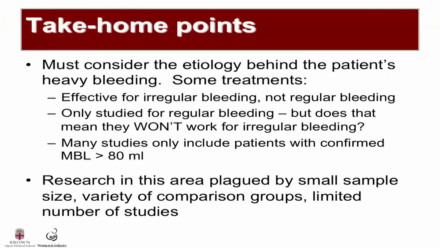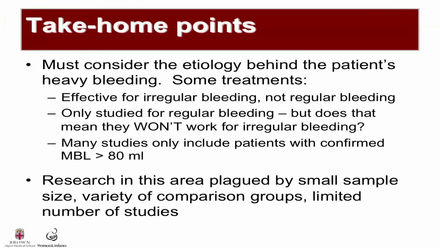So the take-home points for the treatment of abnormal uterine bleeding: first, you must consider the etiology behind the patient's heavy bleeding. Some treatments are effective for irregular bleeding and not regular bleeding. Some are only studied for regular bleeding, but does that mean they won't work for irregular bleeding? And many studies only include patients with confirmed menstrual blood loss of 80 milliliters per cycle, which may not reflect the population that clinicians are caring for in their practice.